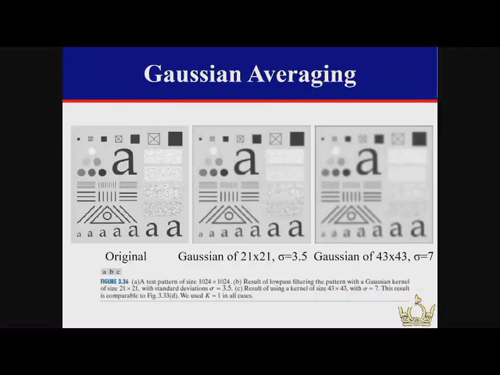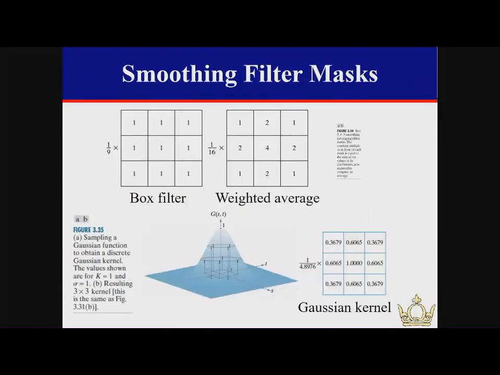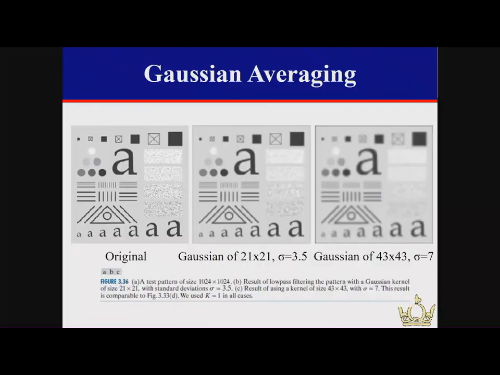Okay, just some results to tell you what it is. Here is the original image, and here is the result using a Gaussian filter with a 21 by 21 mask, which is a big mask, and the sigma of the Gaussian function is 3.5. Sigma is the standard deviation of the Gaussian. The result is a bit blurred. This one is 43 by 43 and the sigma is 7. You can see it's more blurred, and it's very clear. Just some results to tell you the difference between them. And using averaging.